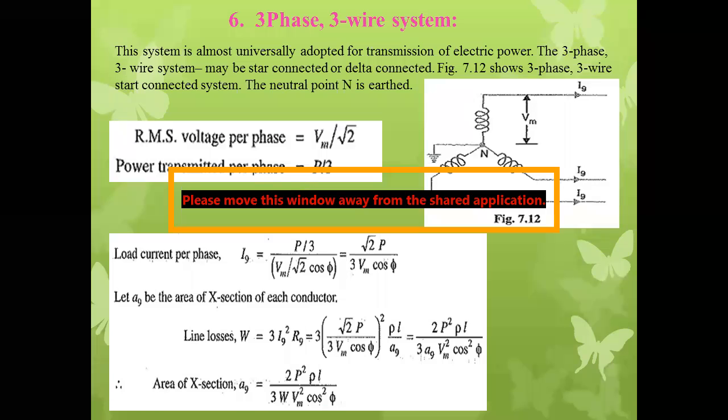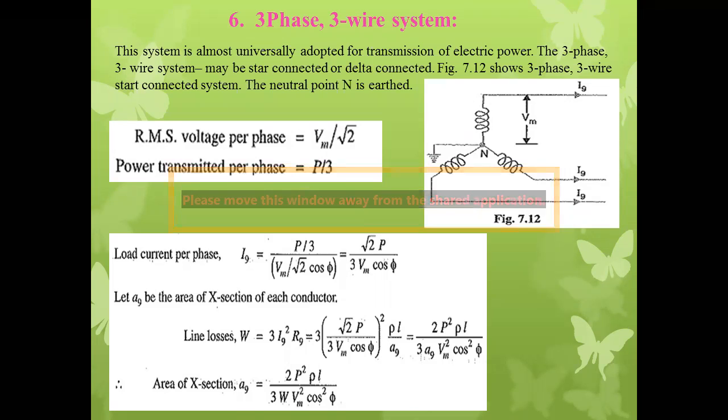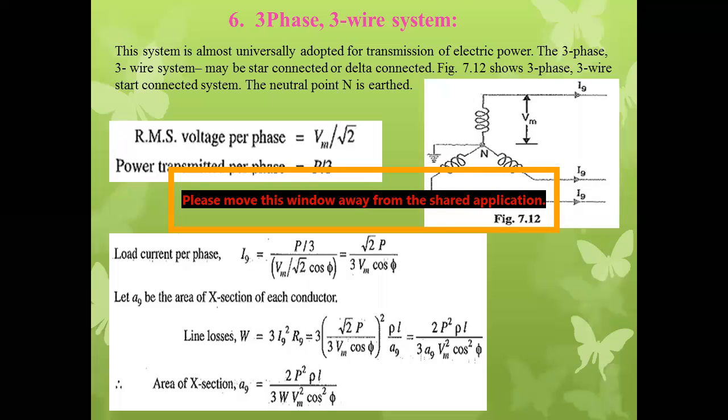Okay, just simplify it. We will finally get 2P square rho L divided by 3 into A9 into Vm square cos square phi. By rearranging that, the area of cross section will be A9, which is equal to 2P square rho L divided by 3 into W Vm square cos square phi. Area of cross section, remember this.